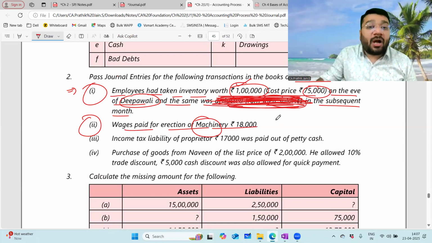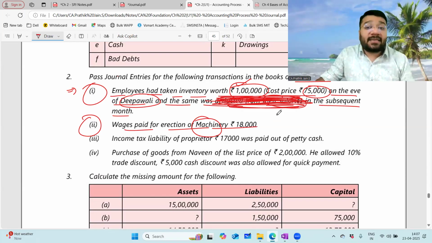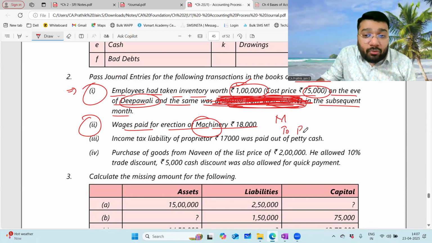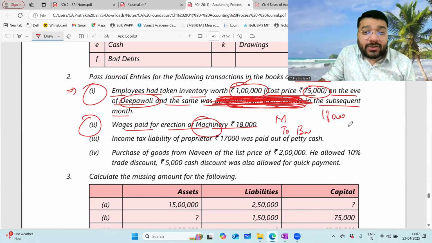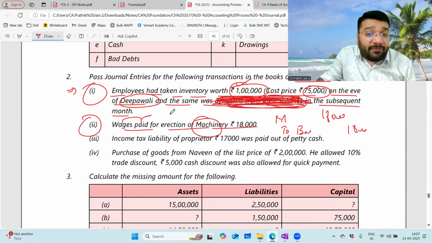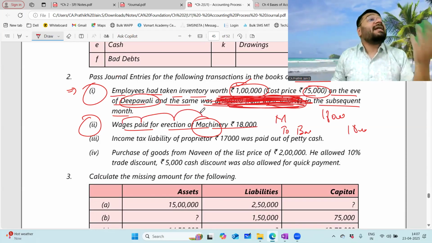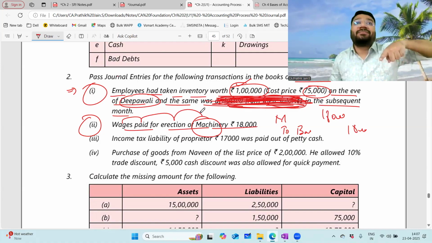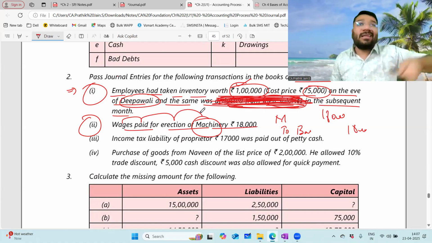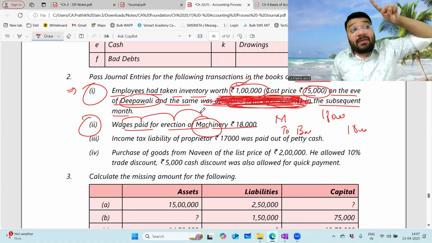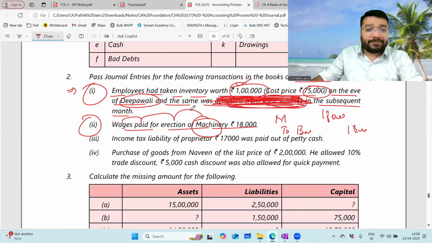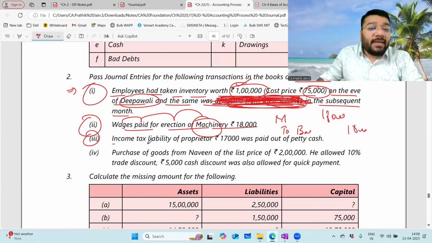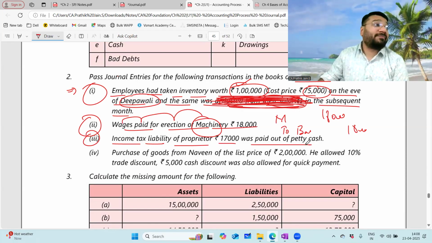So the entry for this is not wages to cash or wages to bank. It is machinery account debit to bank, 18,000. Why? Because these wages are paid for the erection of machinery. Erection means what? Installation of the machinery. So any expenditure incurred in relation to an asset, that expense also will be recorded in the asset account itself. In depth, where will I take it? Depreciation topic.